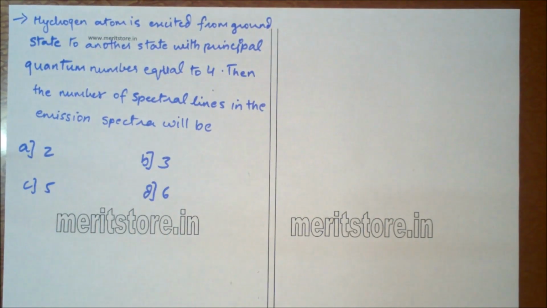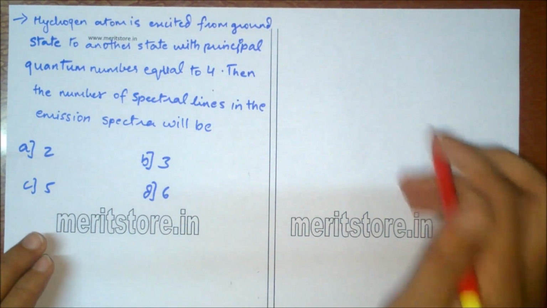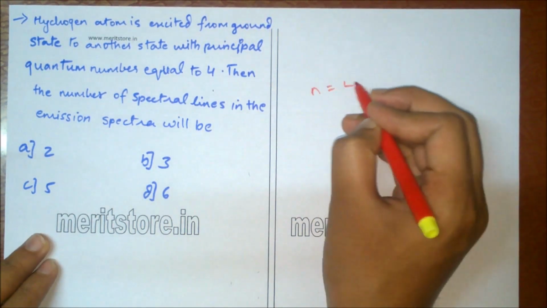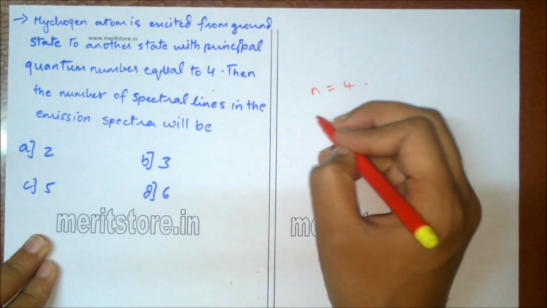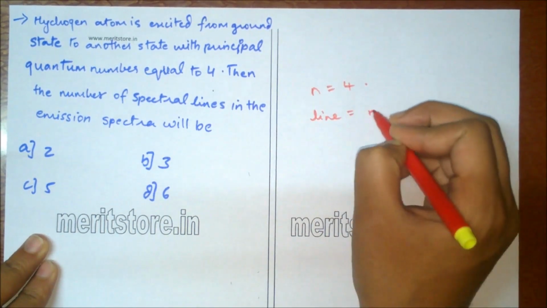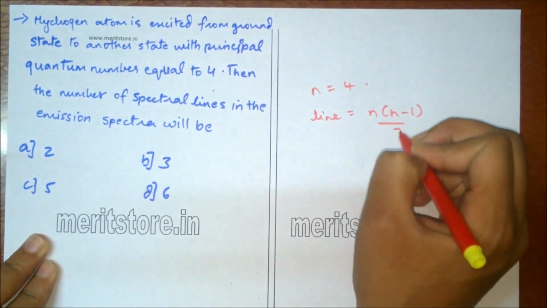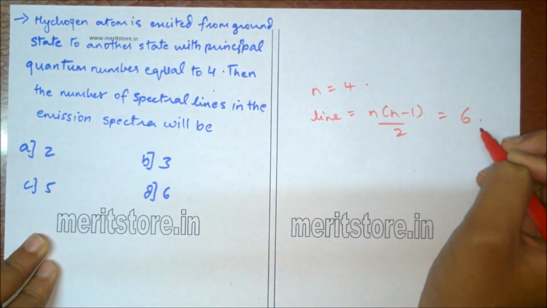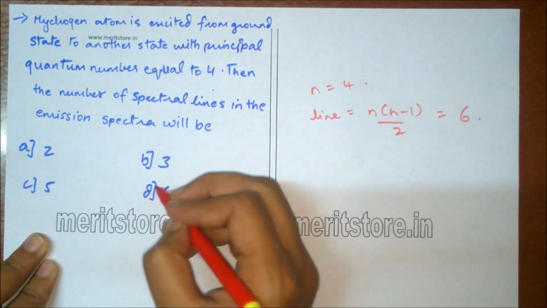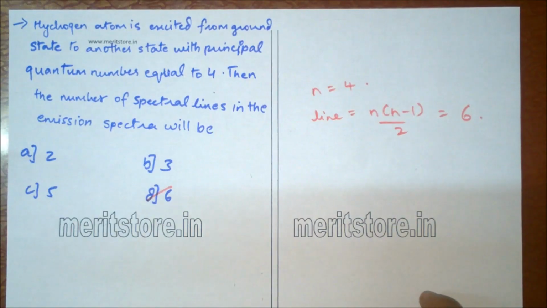Hydrogen atom is excited from ground state to another state with the principal quantum number equal to 4. Then the number of spectral lines in the emission spectra will be. So we have to find the number of spectral lines from quantum number n equal to 4. Number of lines will be n into n minus 1 upon 2, which is equal to 6. So option D is the correct answer.